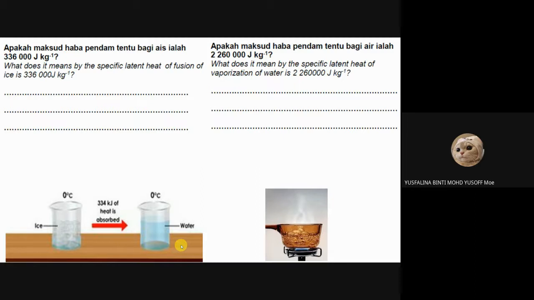336,000 joule of heat energy is required to change 1 kg of ice from solid to liquid at a constant temperature.